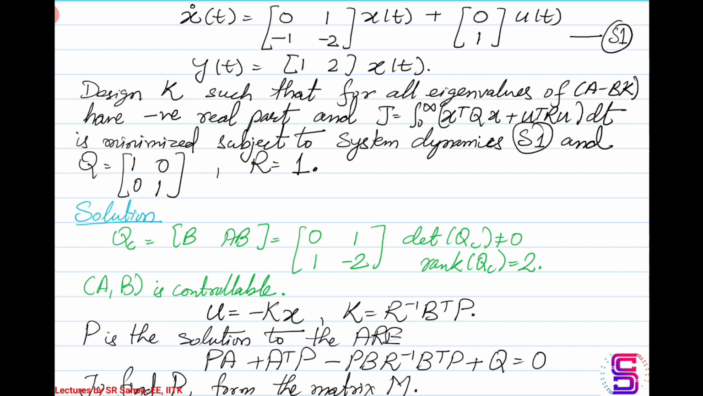Now, before you design any state feedback controller, just check once whether the system is controllable or not. So we are doing the same. We found the QC matrix to be of this form. The determinant of QC turns out to be non-zero, and hence the rank of QC is 2, which is same as the order of the state space representation. So the pair AB here is controllable.